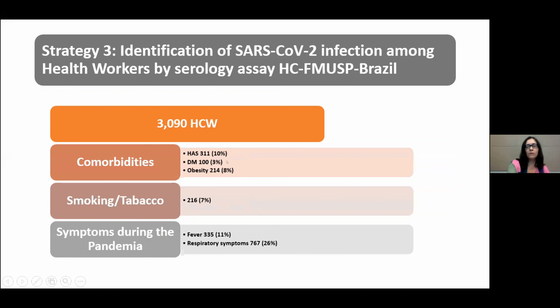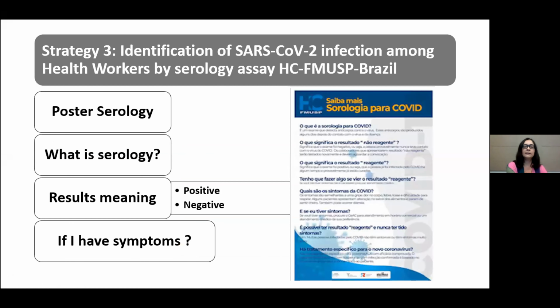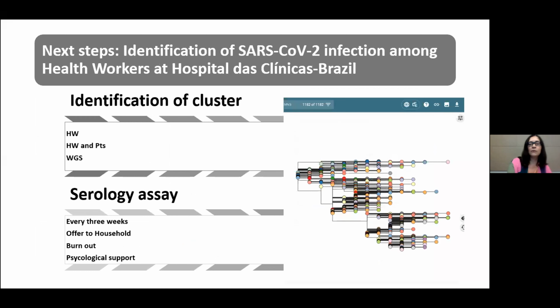Regarding comorbidity, there were few, and the most frequent were hypertension and diabetes. We asked about smoking, and only 7% of our health workers smoke. And regarding symptoms during the pandemic, 11% presented fever up to now, and 26% presented respiratory symptoms and were tested by PCR and were negative for COVID-19. We remind people of the information about serology, what serology is, what the results mean, what positive and negative mean, and what to do if you have symptoms after serology. So we have to go to the Occupational Health Service.